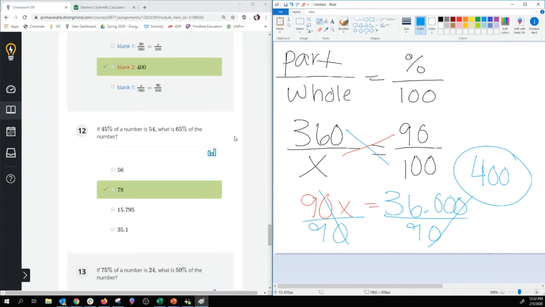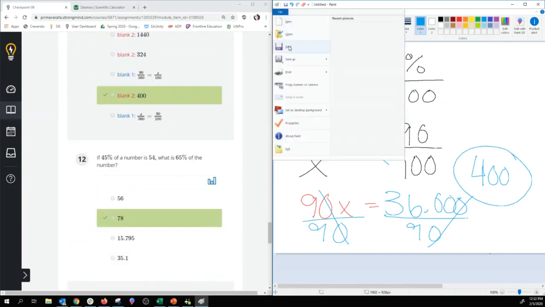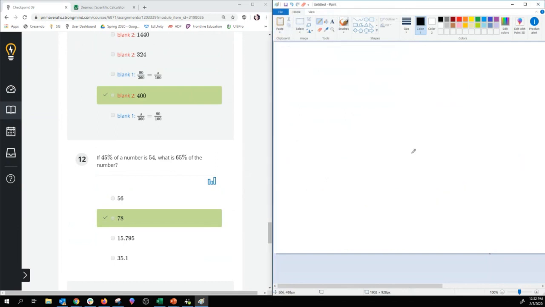All right, number 12. It says if 45% of a number is 54, what is 65% of the number? So on this one here, this is kind of like two problems in one. So this comma that's after this 54 will separate this problem in two. So look at this as two separate problems and do the left side first.